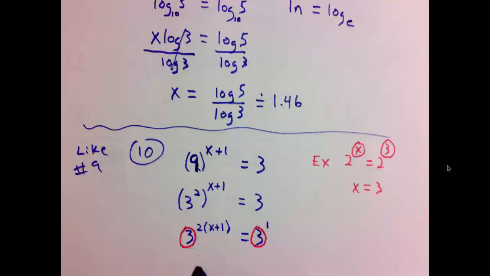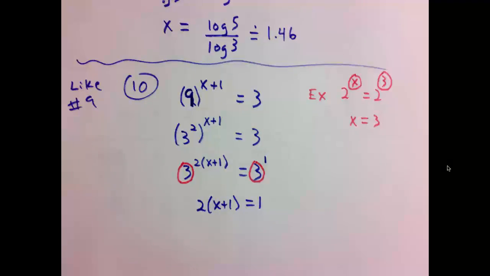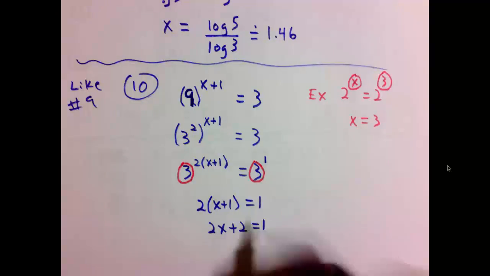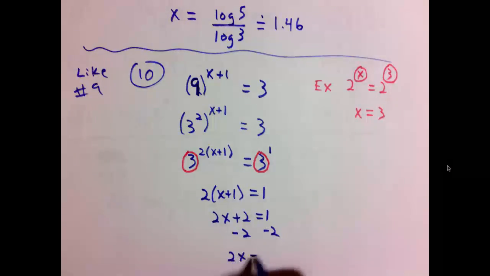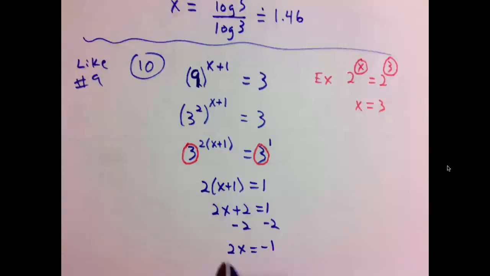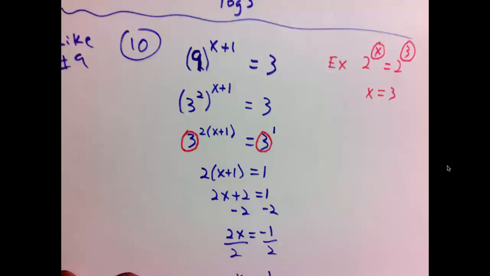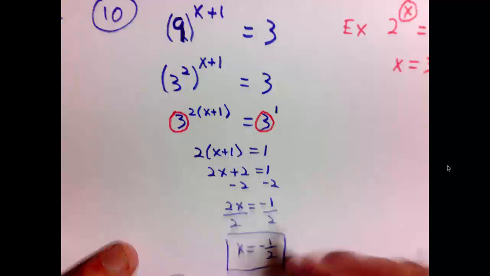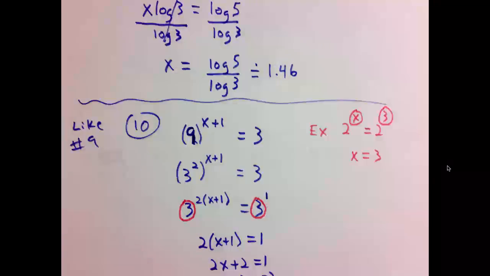This equation becomes 2 times x plus 1 is equal to 1. And this equation we can readily solve. Distributing my 2 gives 2x plus 2 is 1. Subtracting 2 from both sides gives 2x is minus 1. And dividing by 2 yields x is a negative 1/2. Alright, we're going to take this x as a negative 1/2 and substitute it in, and hopefully we'll see that it satisfies the equation.